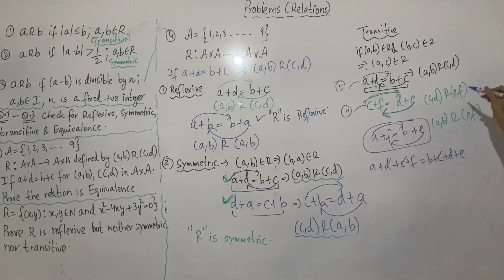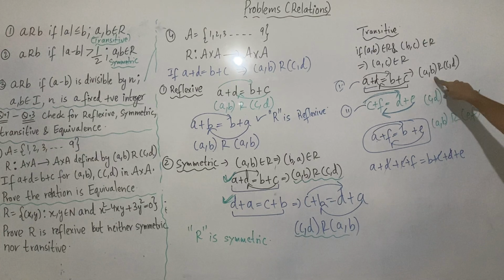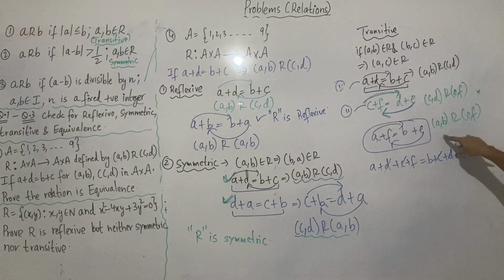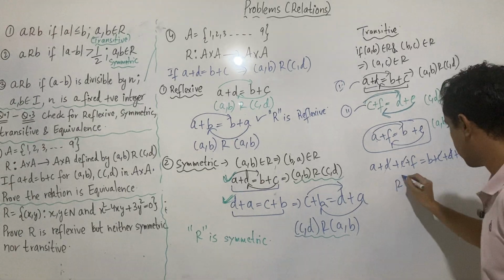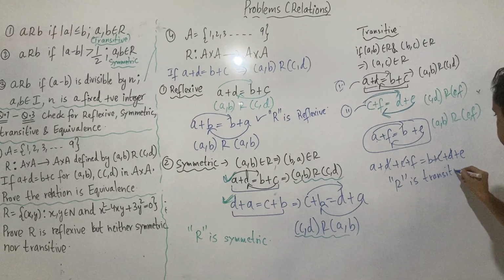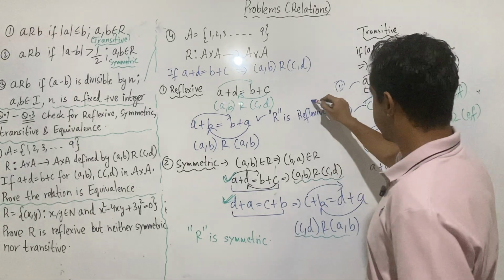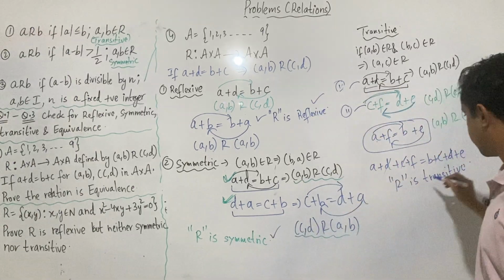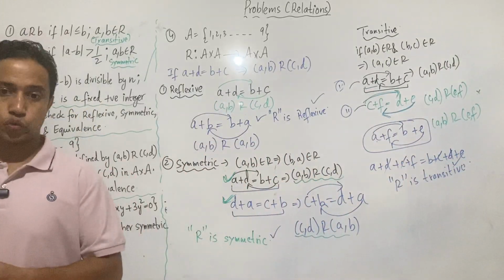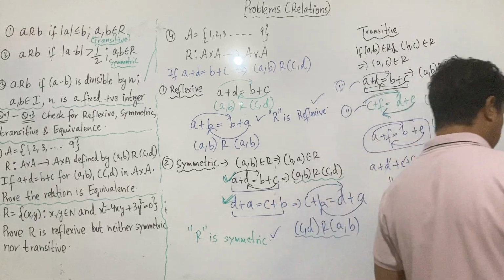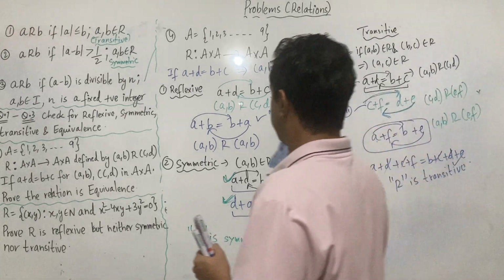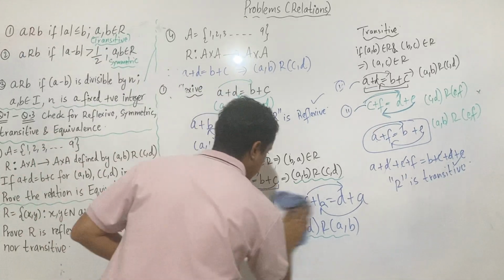So it says that if AB is related to CD and CD is related to EF, then AB is also related to EF, which says that your R is transitive. Now see here, your R is reflexive, your R is symmetric, your R is transitive. So therefore, the relation is an equivalence relation. I hope you understand the point. All right, let's move to the last one.